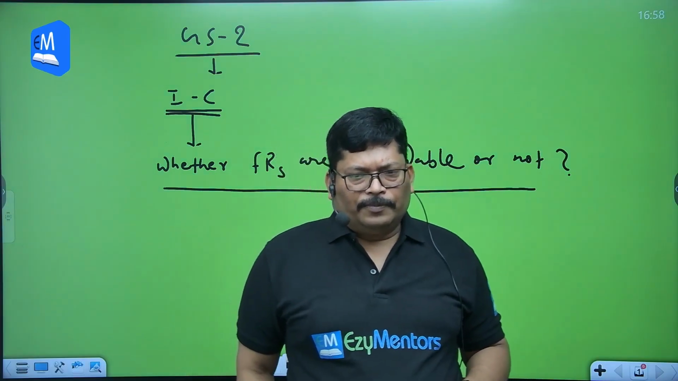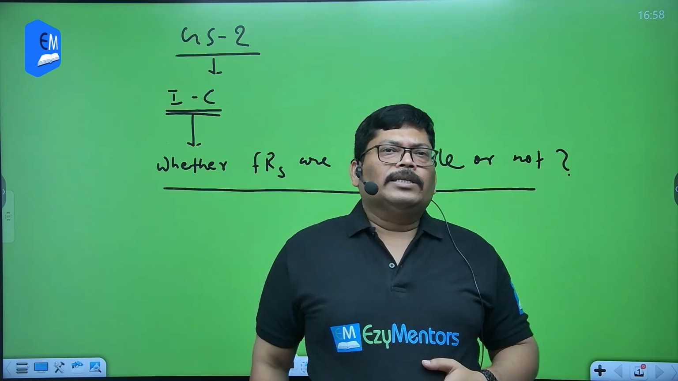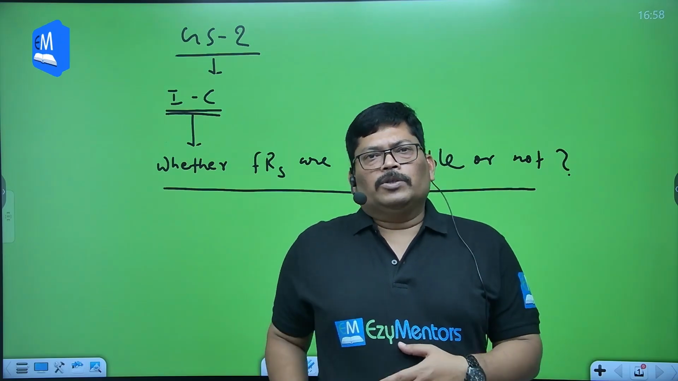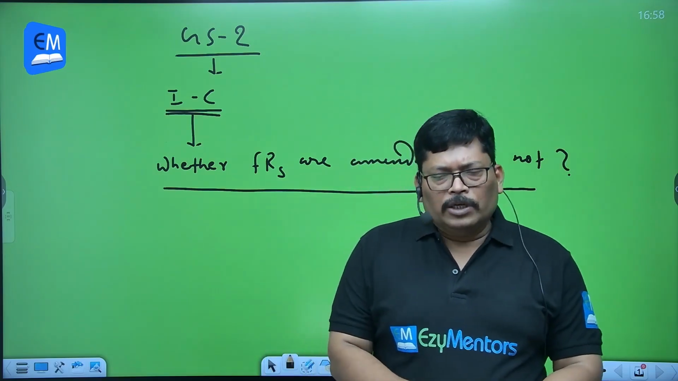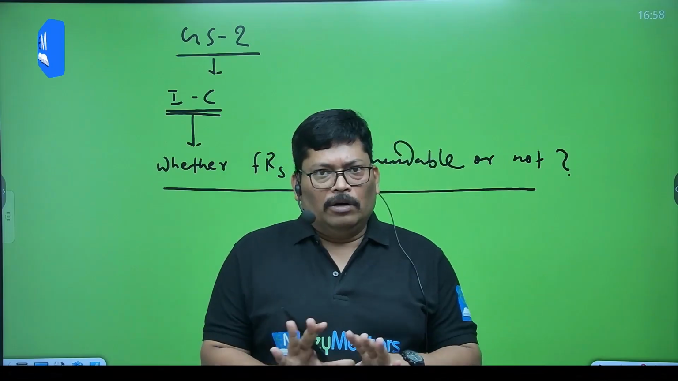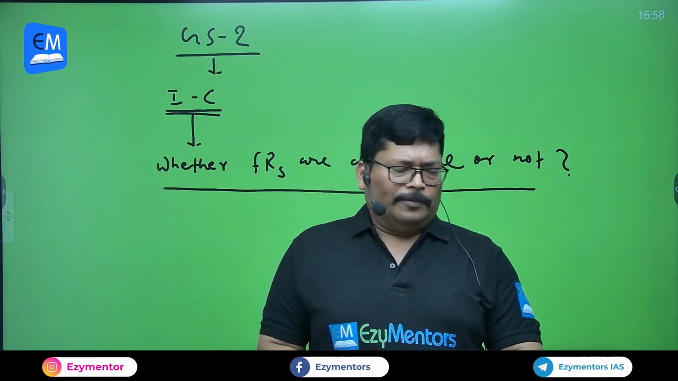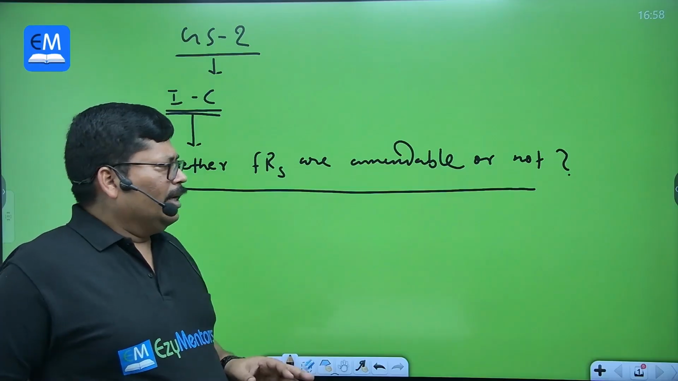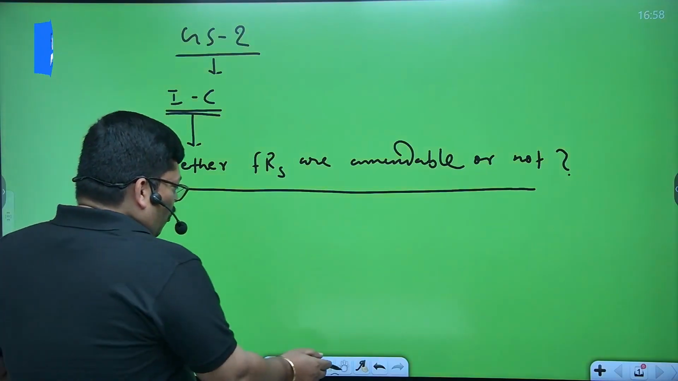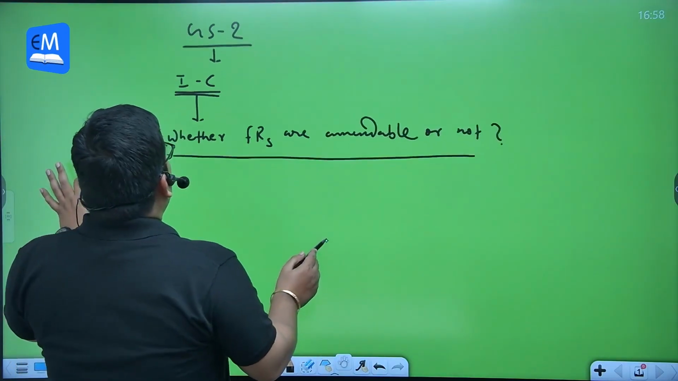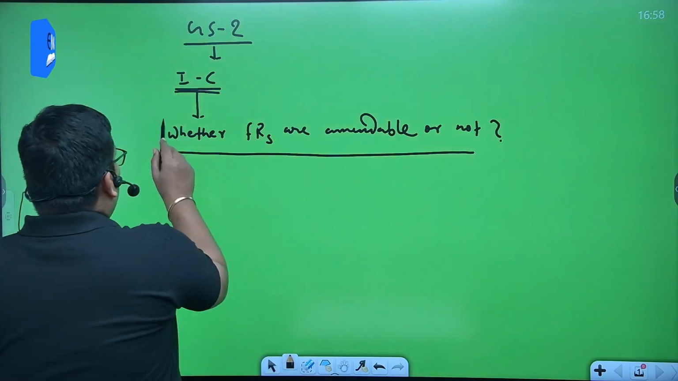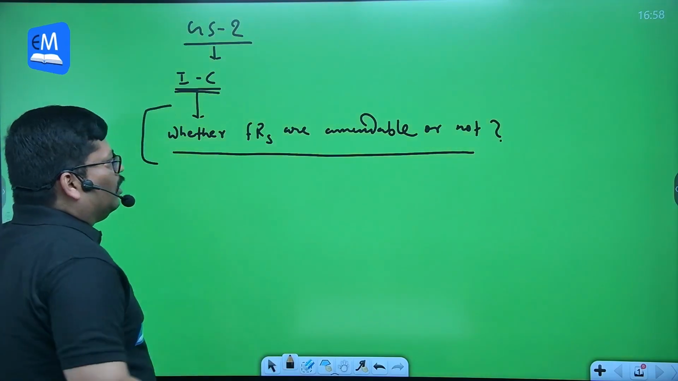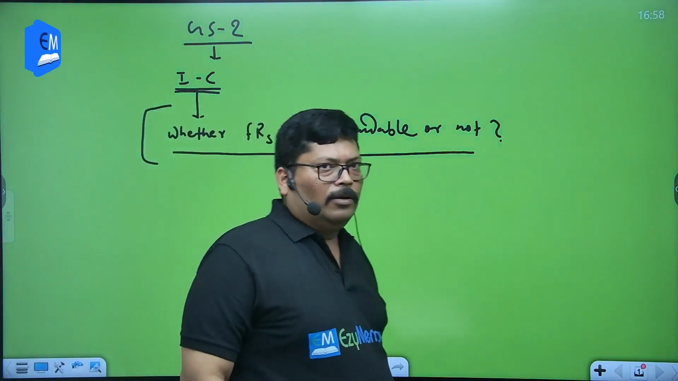Article 32 ensures that there shall be the constitutional responsibility of the Supreme Court to provide protection to individuals' fundamental rights. Always remember this point. Okay, so this is basically the introduction regarding fundamental rights. But basically, what we have to discuss today is the given topic. The topic is whether fundamental rights are amendable or not.